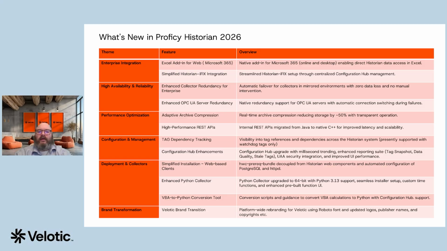And obviously, everything is orange now. We are now Velotic. It's really important that we have the branding available to be able to show folks that we are now Velotic and we're happy and proud to be the company that we've become.